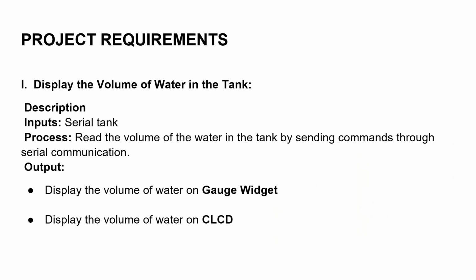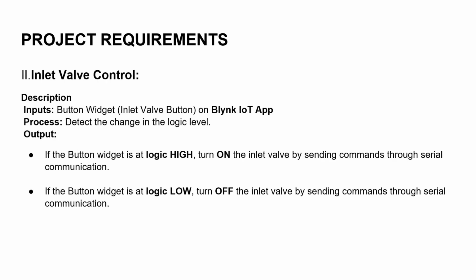The system reads the water volume through a serial tank sensor and sends it to the Arduino. The Arduino then displays this data on a gauge widget in the app and on the CLCD display. This gives the user a clear and real-time view of the tank status.